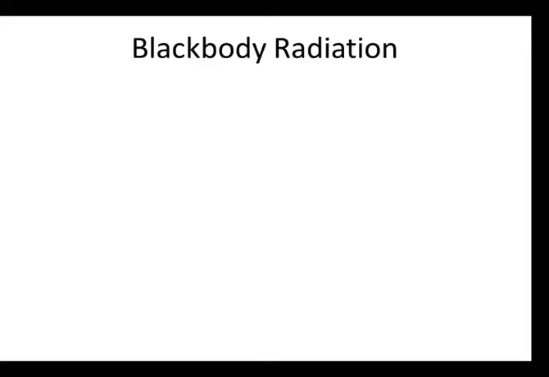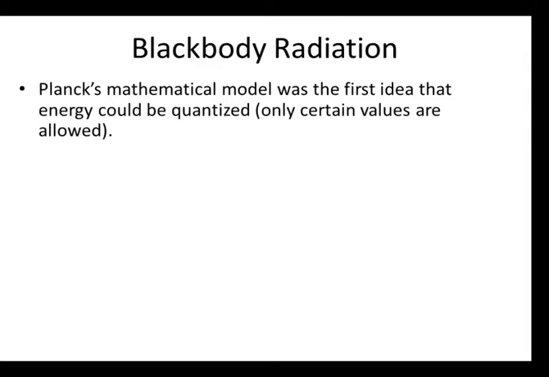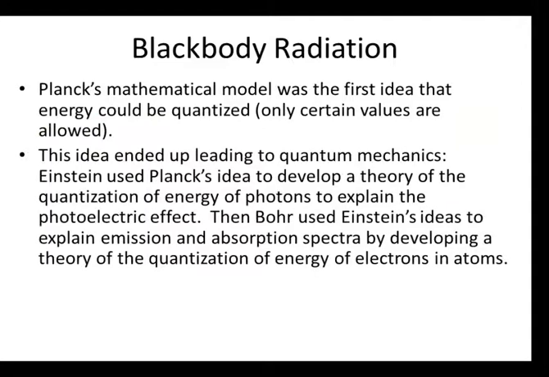So let's wrap it up here. Blackbody radiation. Planck's mathematical model was the first idea, even though he didn't even think he was really saying this yet, that energy could be quantized. That energy could have only certain values allowed for the energy of something, in this case, the energy of his resonators bouncing back and forth. For some reason, his math was saying they could only have certain energies. This idea ended up leading to what we're going to call quantum mechanics, and we'll learn this later.